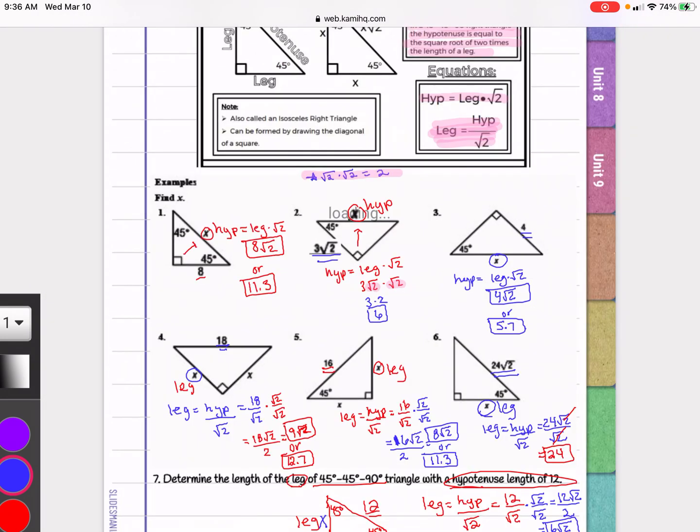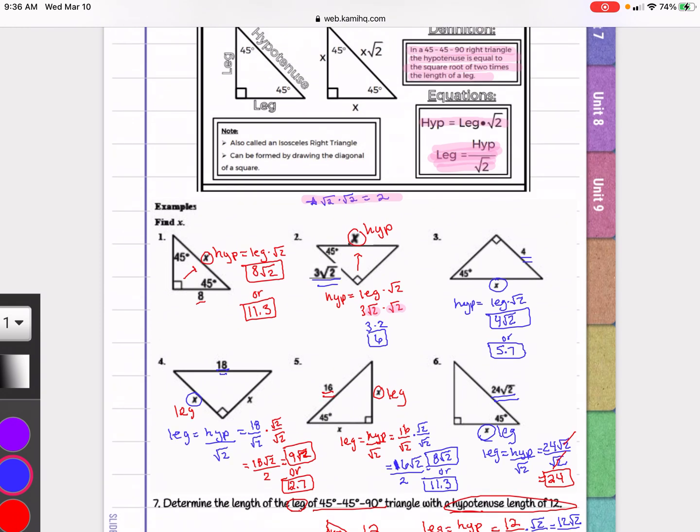So just to summarize, when you're doing these, if you want the hypotenuse, you take the leg, multiply by square root of 2. If you want the leg, you take the hypotenuse and divide by square root of 2. And just remember, anytime you have square root of 2 times square root of 2, it just becomes a 2. If you have a square root of 2 in the denominator, you don't want that. So you'll multiply both the numerator and denominator by root 2.